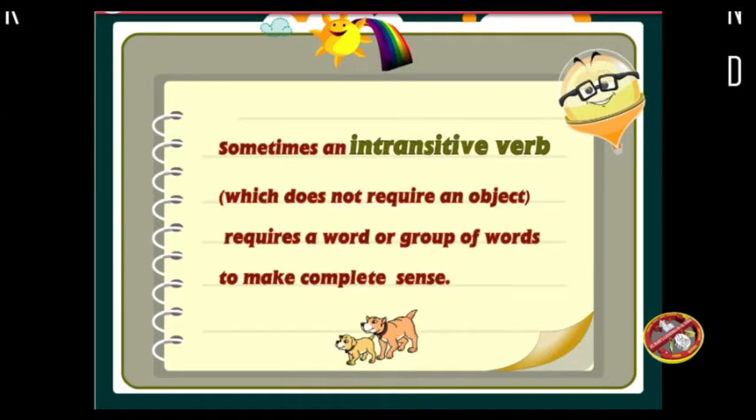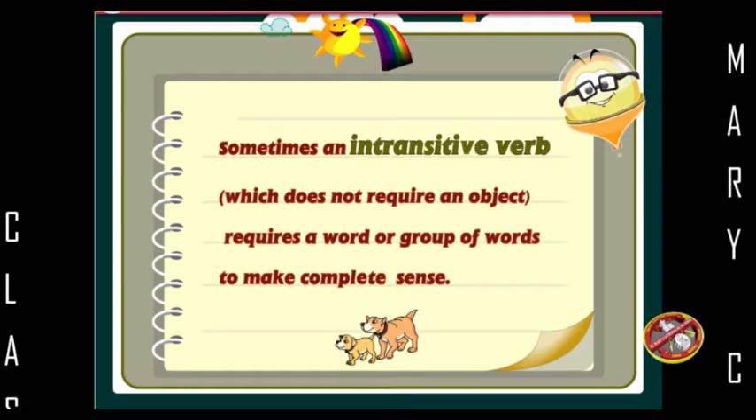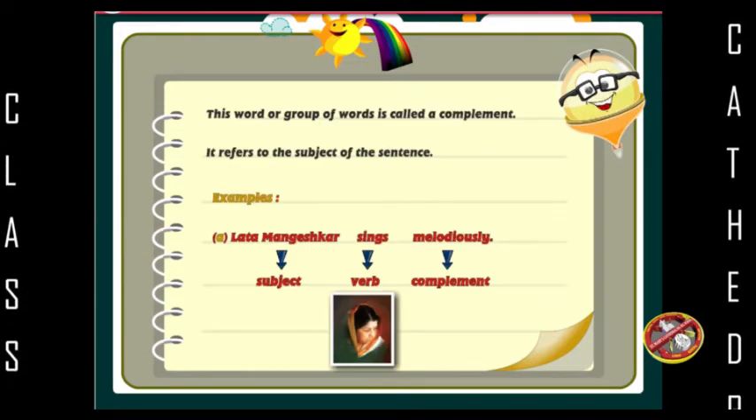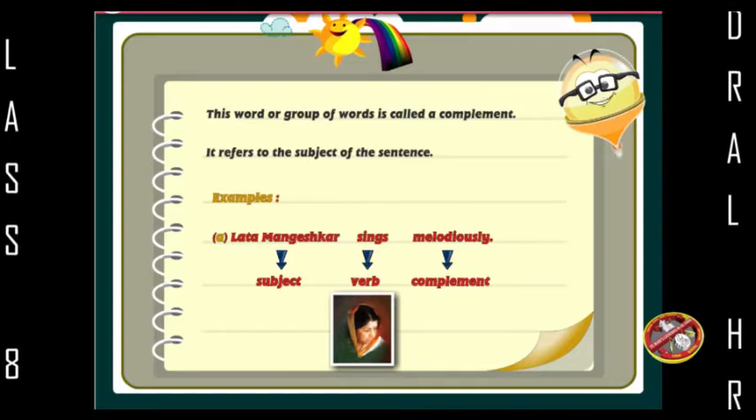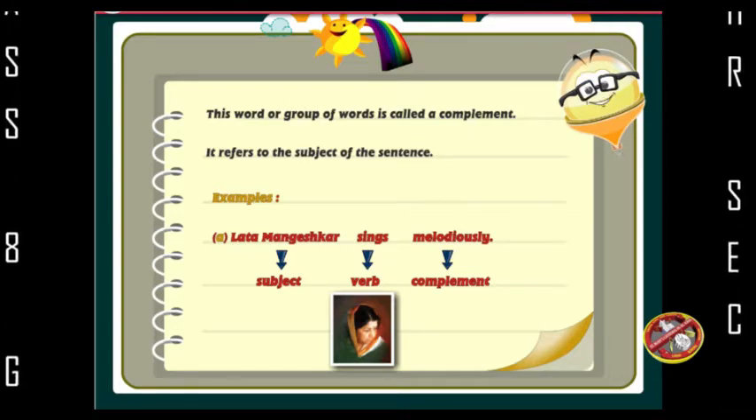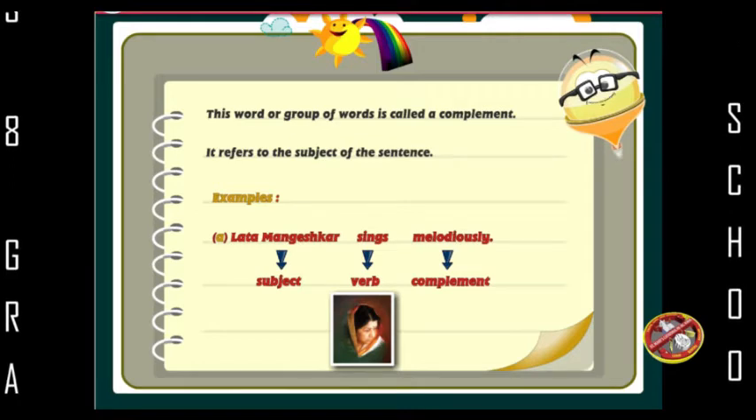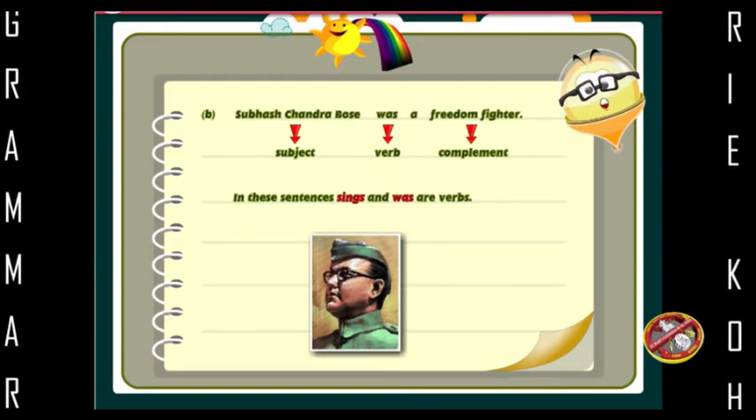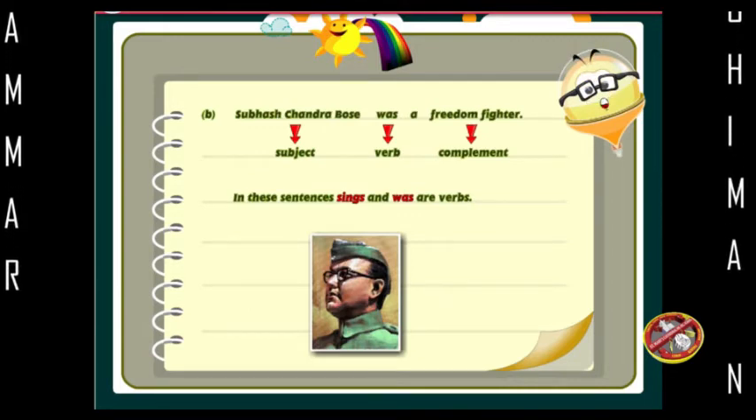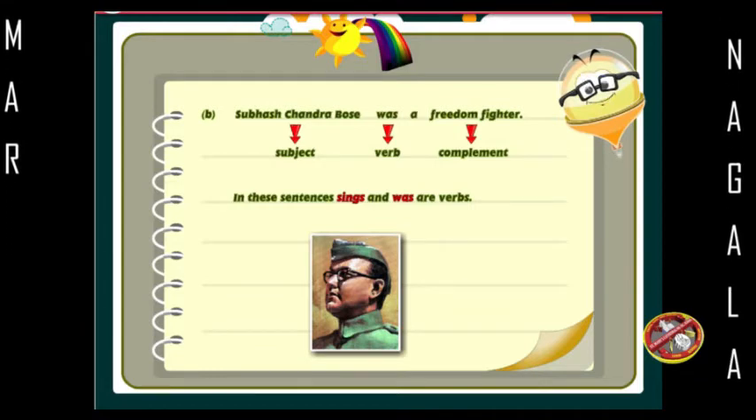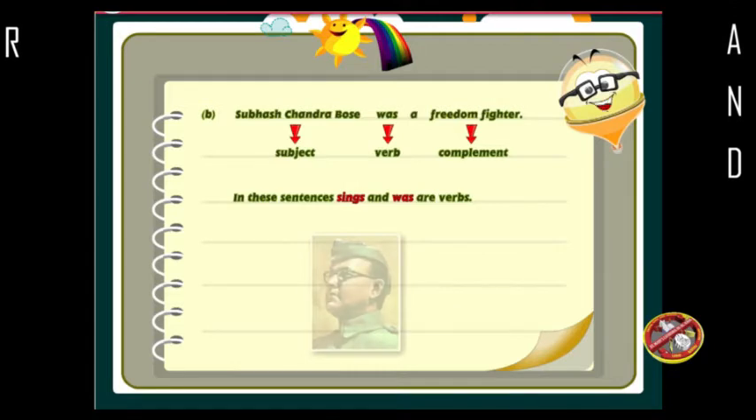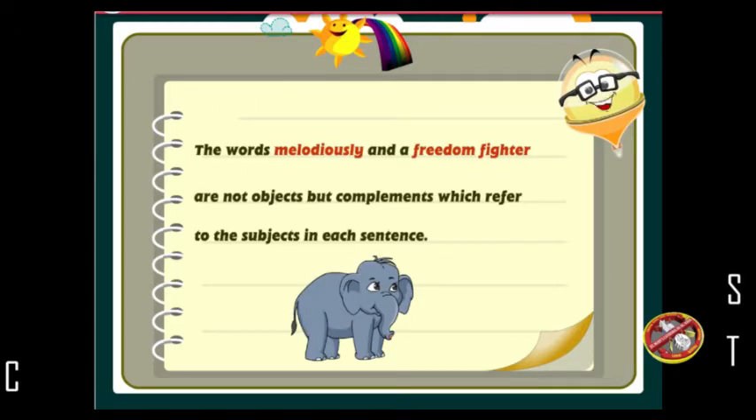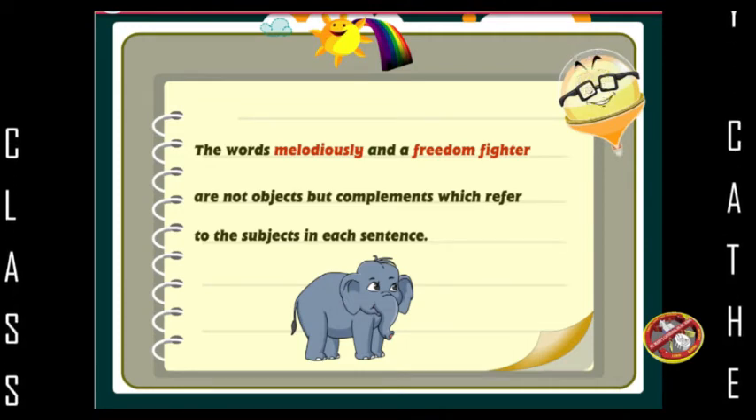Sometimes an intransitive verb which does not require an object requires a word or group of words to make complete sense. This word or group of words is called a complement. It refers to the subject of the sentence. Examples: Lata Mangeshkar sings melodiously. Subject, verb, complement. Subhash Chandra Bose was a freedom fighter. Subject, verb, complement. In these sentences, sings and was are verbs. The words melodiously and a freedom fighter are not objects but complements, which refer to the subjects in each sentence.